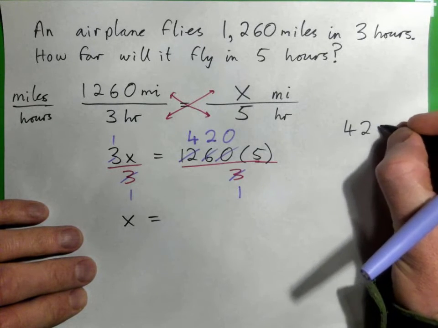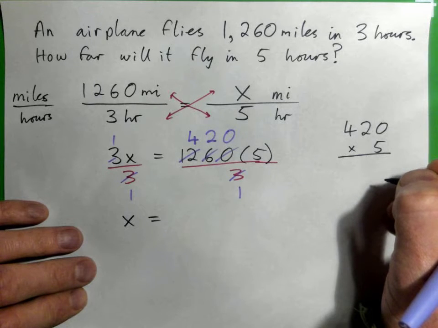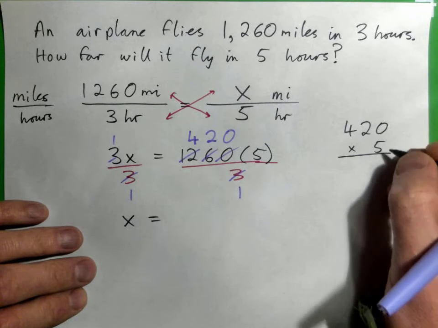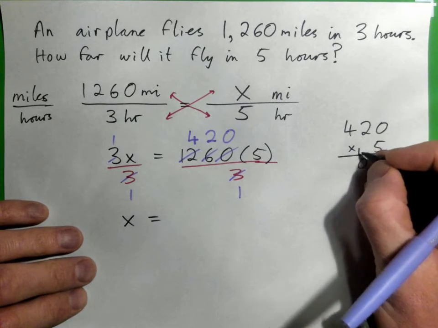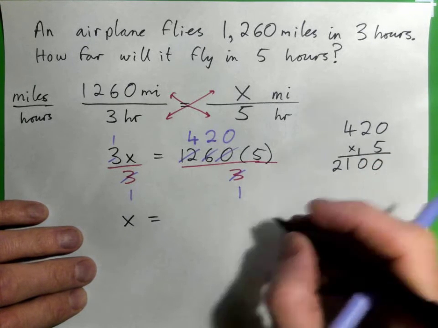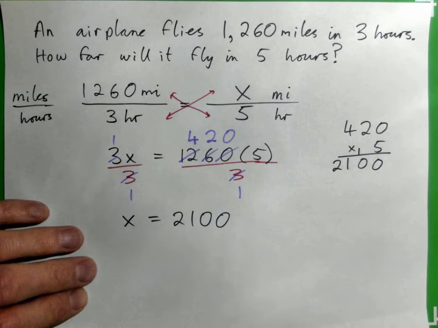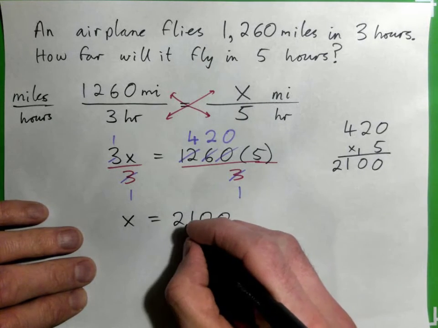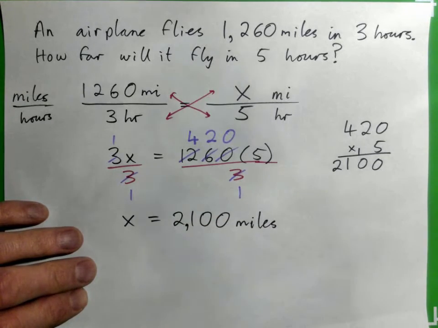So 420 times 5. Yeah, 5 times 0 is 0. 5 times 2 is 10, carry 1. 5 times 4 is 20 and 1 is 21. So 2100. What does that mean? X is 2,100 miles. So the plane goes 2,100 miles in 5 hours.